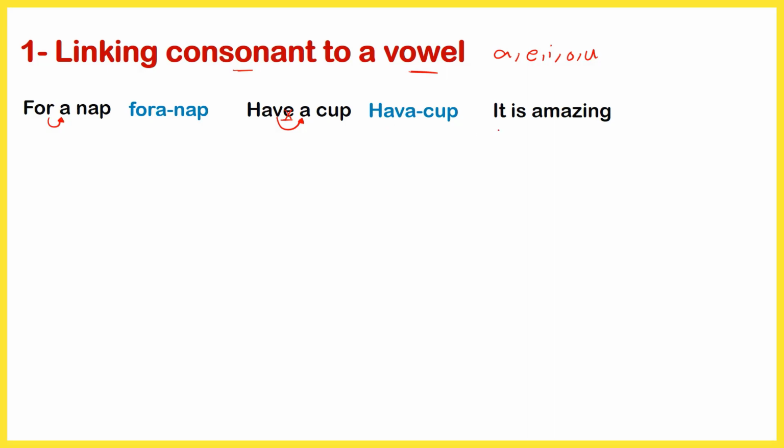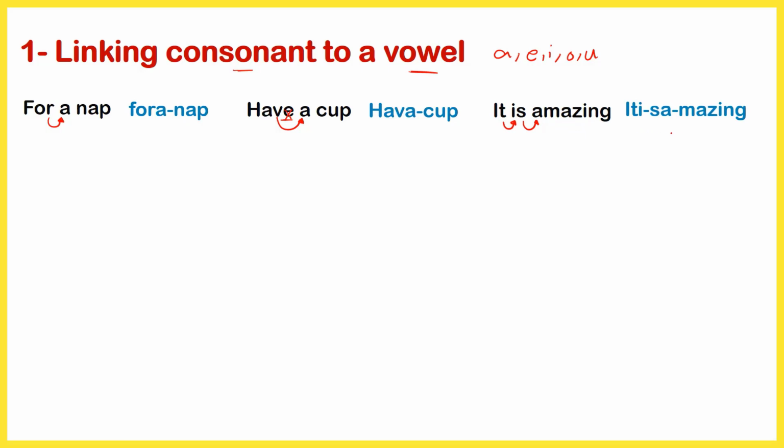This example is a little bit longer. We have "it is amazing." Of course we don't pause between the words. We link T to I and then S to A. So we pronounce it "it is amazing."